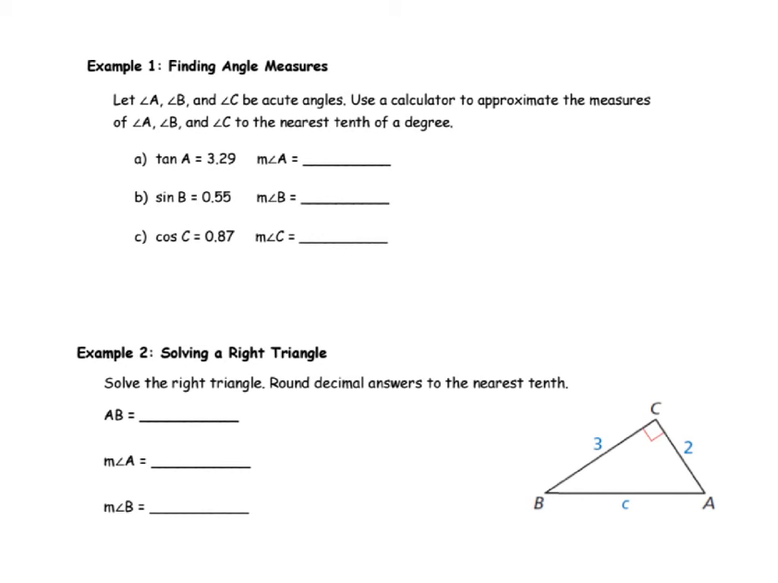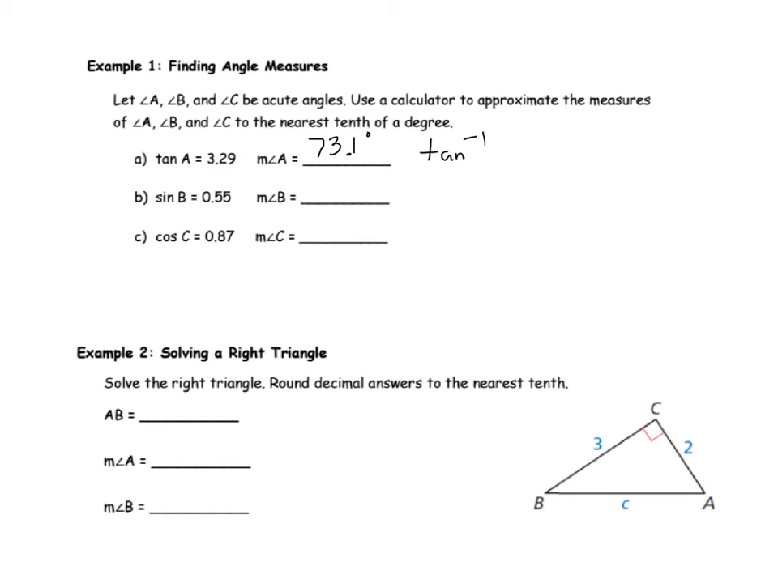So remember, since we're looking for an angle, we're using the inverse of tangent. In my calculator, I'm going to hit second tangent, then type 3.29, close the parentheses, enter, and I get 73.1 degrees. Now B, sine of B equals 0.55.